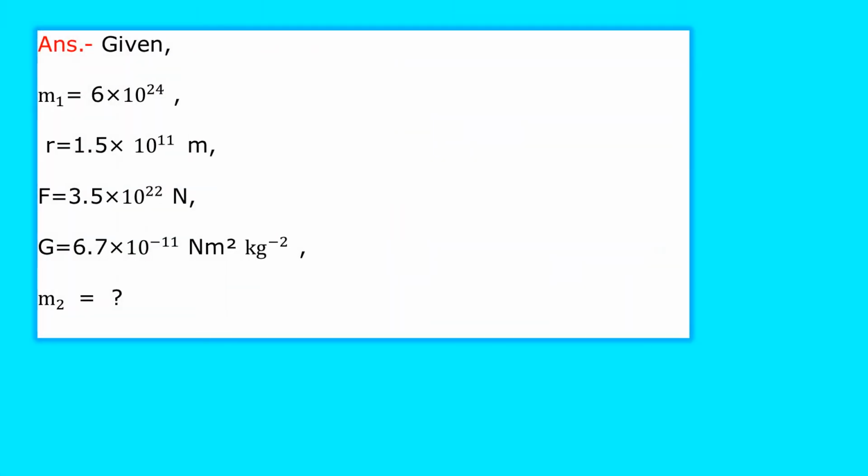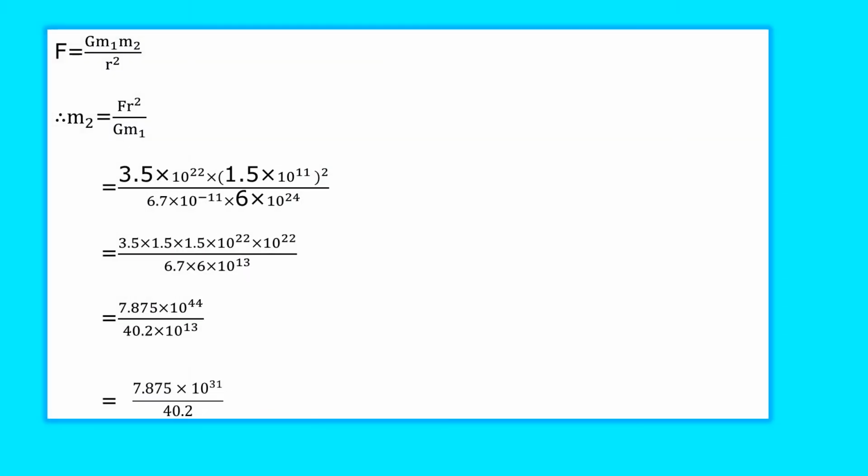Let us see the given things. Mass of the earth m1 is equal to 6 into 10 raised to 24 kilogram. Distance between earth and sun is 1.5 into 10 raised to 11 meter. Gravitational force value is given, that is 3.5 into 10 raised to 22 Newton. Then gravitational constant G is equal to 6.7 into 10 raised to minus 11 Newton meter square per kilogram square. And we have to calculate the mass of the sun, that is m2 is equal to question mark.